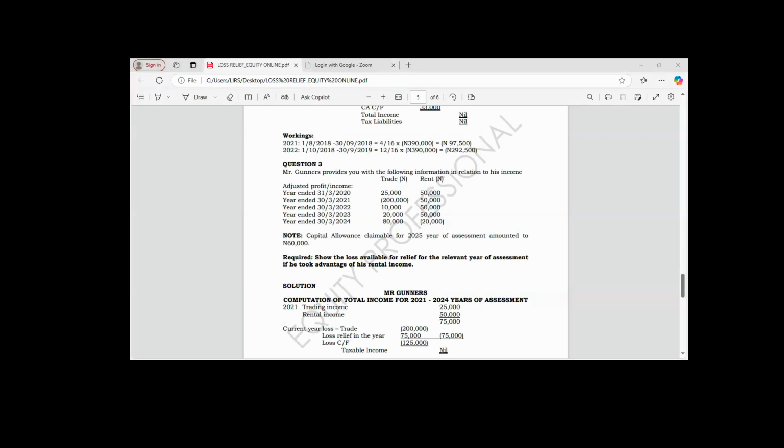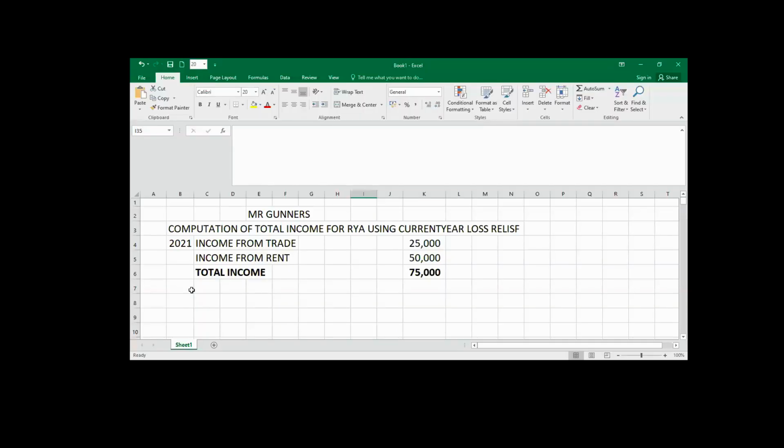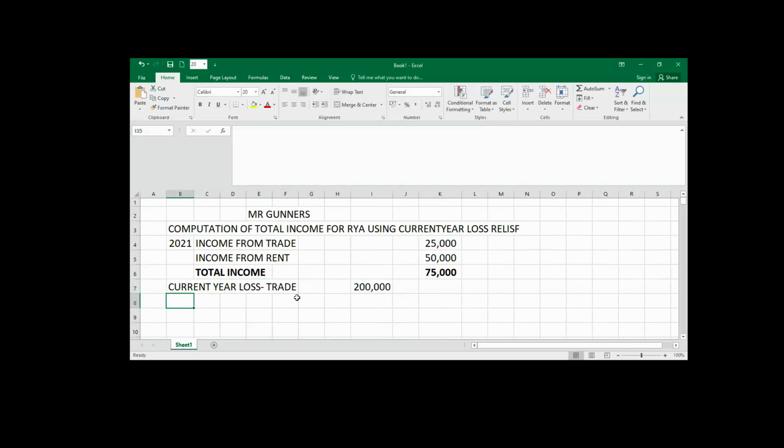So you now come to our computation. So we have what? Current year loss. So that loss is from where? Trade, 200,000 naira. Out of this 200,000 naira that is coming, we have to relieve loss relief. We are told that you have a right to relieve all your losses from all sources of income in the first year.